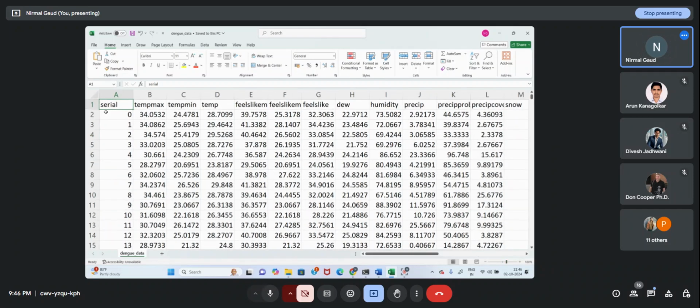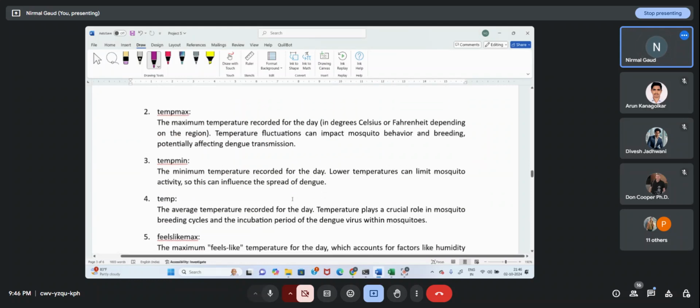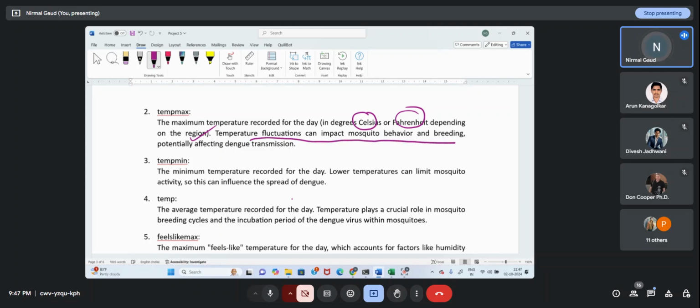Okay, the first one is the serial number. The serial number is a continuous number. I don't have anything to say about the serial number. Then I have temperature max. The temperature max is the maximum temperature recorded for the day. It can be in degrees Celsius, it can be Fahrenheit, depending upon the region. Temperature fluctuations can impact mosquito behavior and breeding, potentially affecting dengue transmission. So temperature is one of the important parameters.